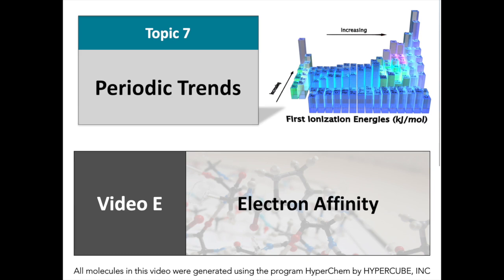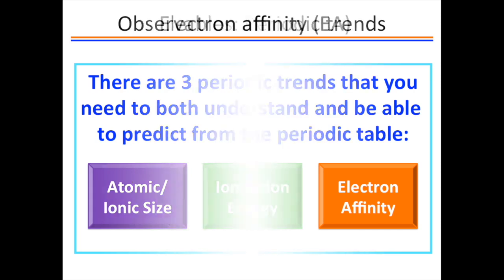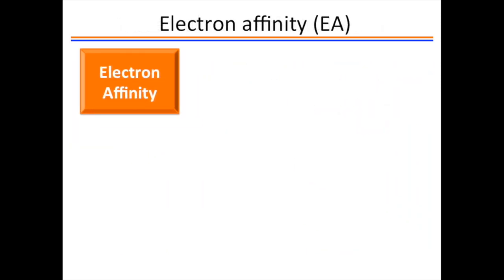Good morning, students. This is topic 7, video E, electron affinity. We have one more trend to consider, electron affinity. In the chemical literature, electron affinity has been defined a couple of different ways.